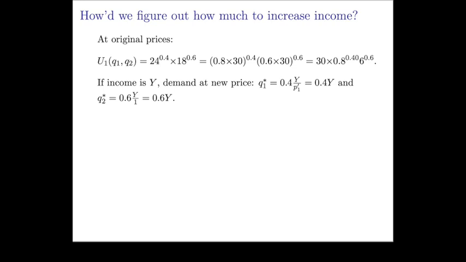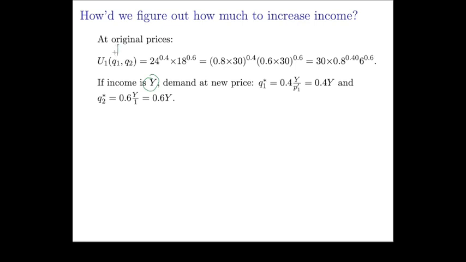Now, let's suppose their income were Y. We don't know what Y is. We're going to solve for Y. Let's say they had an income of Y. If they had an income of Y, what bundle would they demand if the prices were the new prices?